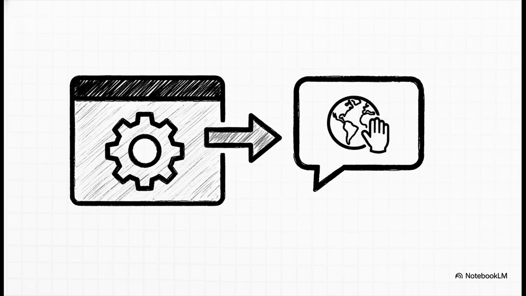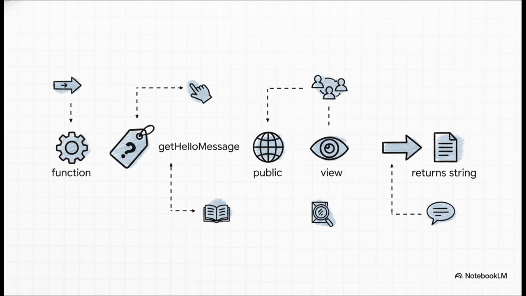This is it, your first smart contract. It might look a little strange at first, but it's actually pretty simple. All we're doing is creating one single action, a function, that when we call it will return the message, hello world. That's the whole thing. Okay, so let's walk through this, word by word.